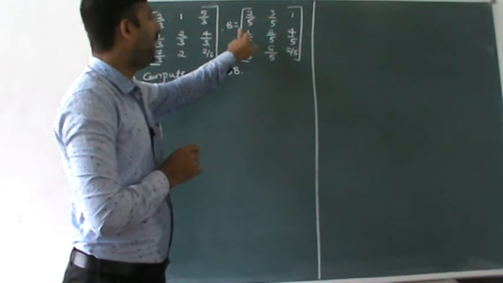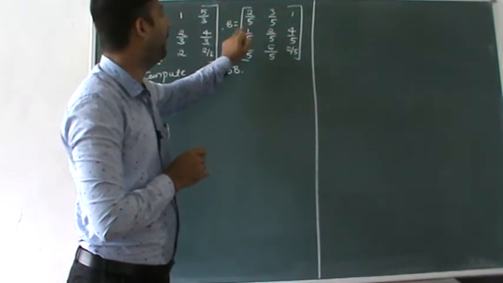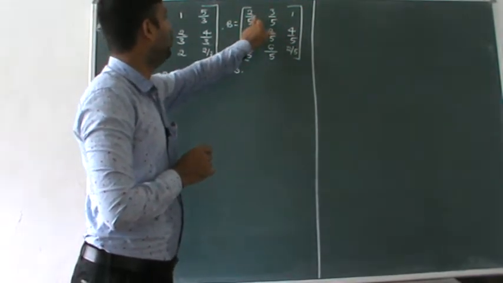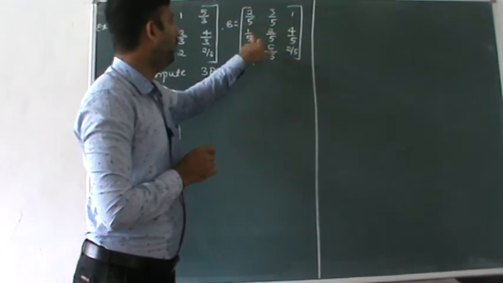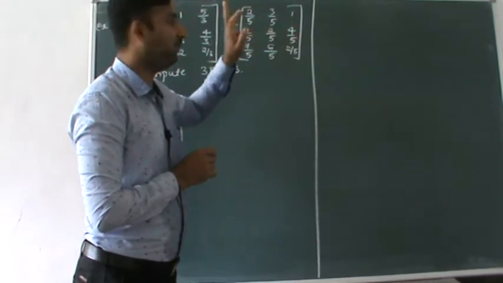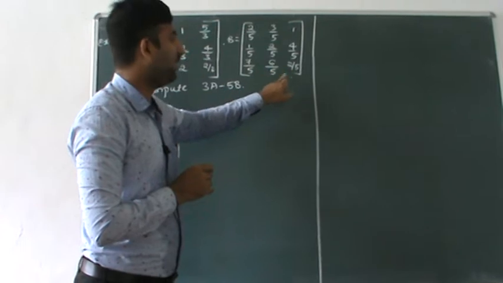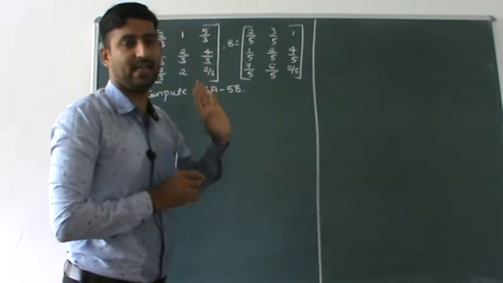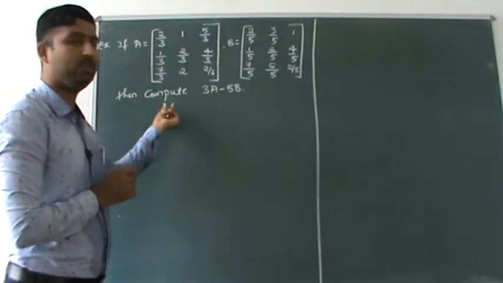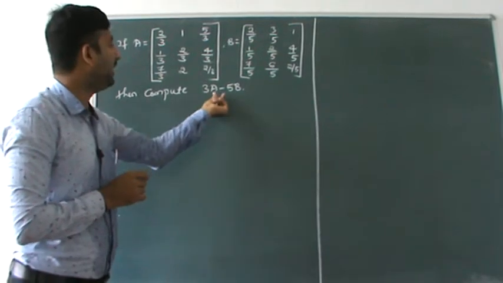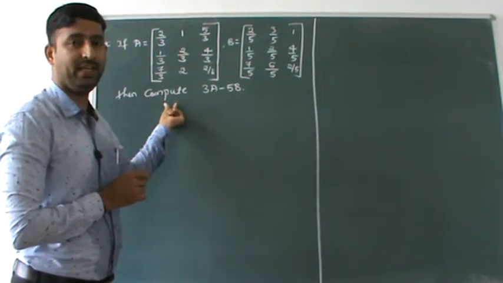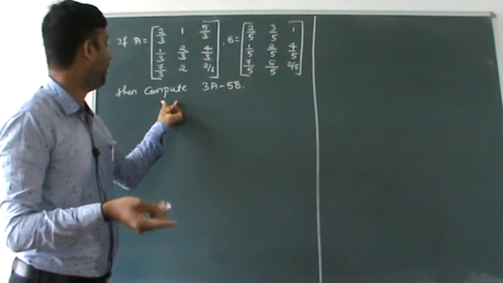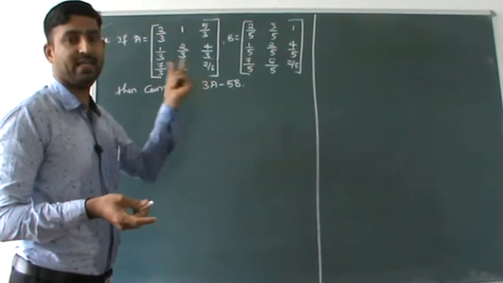At the same time, we have another matrix, B. These are the elements: [2/5, 3/5, 1; 1/5, 2/5, 4/5; 7/5, 6/5, 2/5]. We have two matrices. Then what is our job? Our job is to find the value of 3A minus 5B. Compute, in the meaning, compute is nothing but find. We have to find the value of 3A minus 5B.